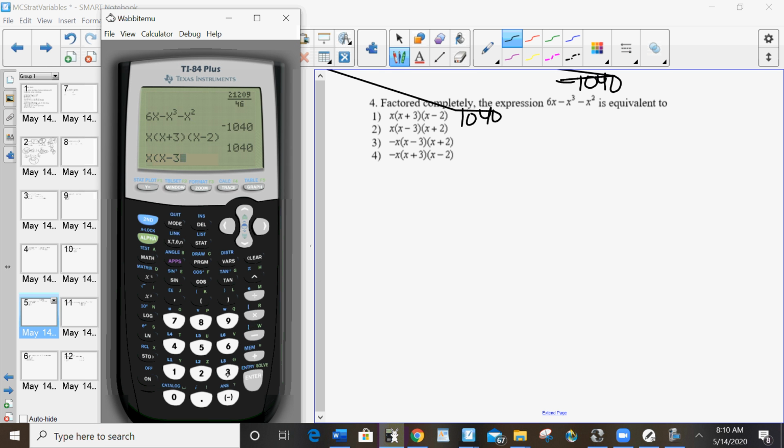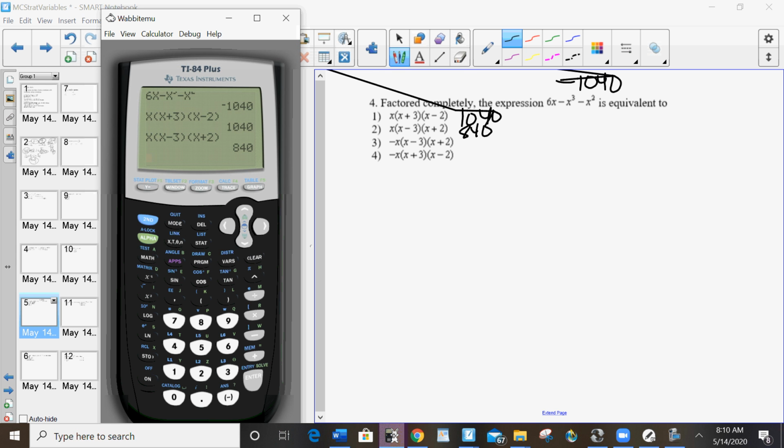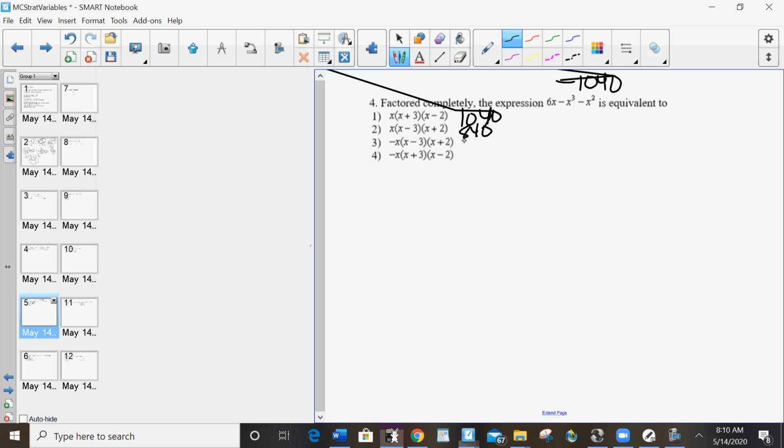x minus 3, x plus 2. I get 840. Now choice 3 and choice 2 are the same, except one is a negative, so I'm going to copy and paste that to save time. And then if I want to put a negative in front, I press second insert, which is above delete, negative, because speed is an issue, negative 840.